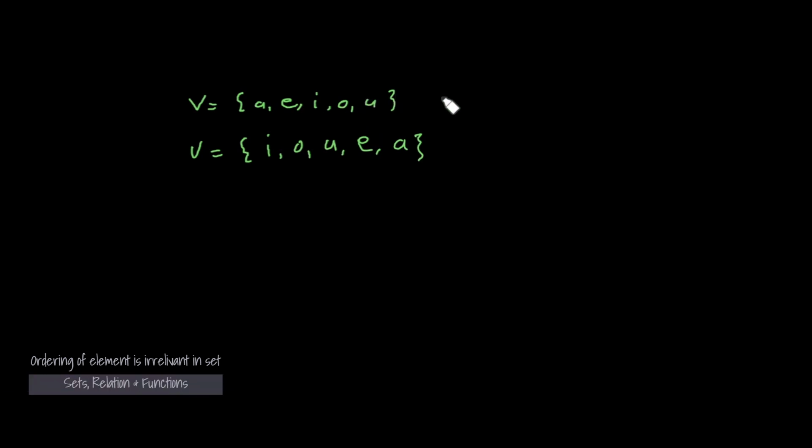So the ordering of the elements is irrelevant in a set. Okay, so it is an important one.